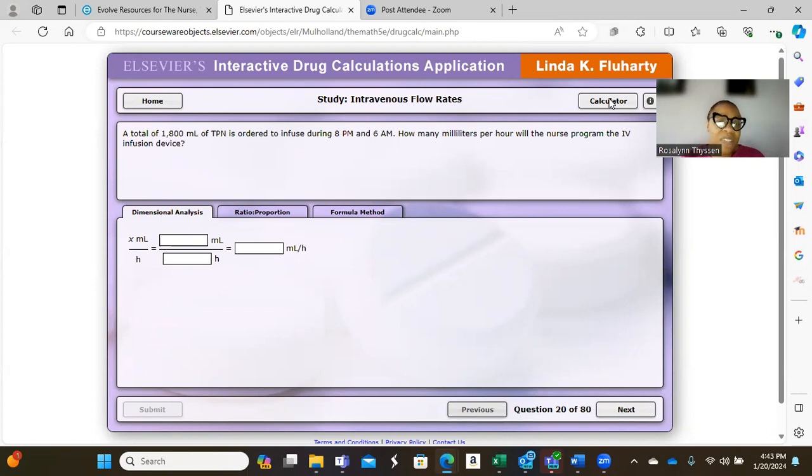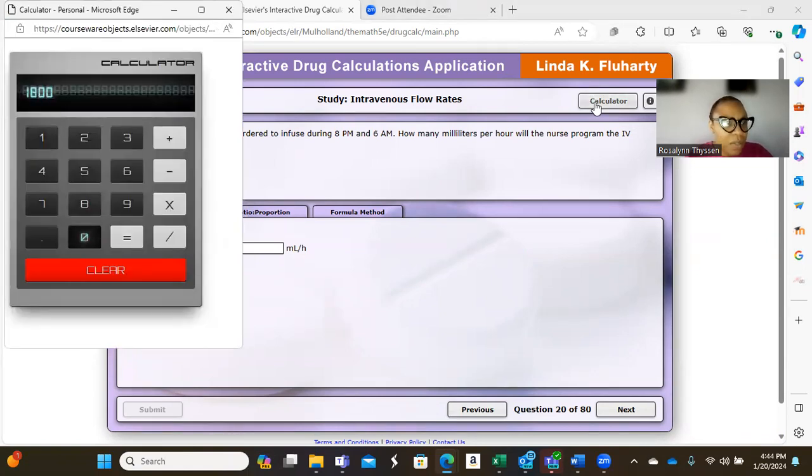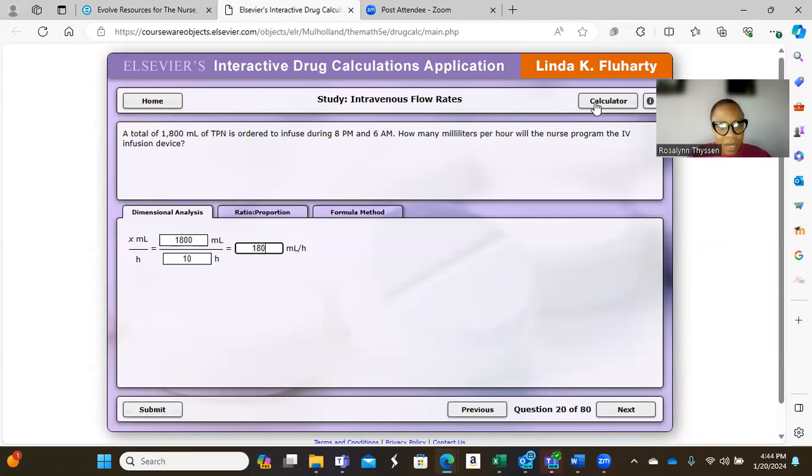So the first thing I need to do is find out how long it is from 8 p.m. to 6 a.m. So that is 8, 9, 10, 11, 12, 1, 2, 3, 4, 5, 6. So that's 10 hours. So basically, I know that I have 1,800 mils in 10 hours. So we do 1,800 divided by 10. That's 180 mils per hour. Okay. All right.